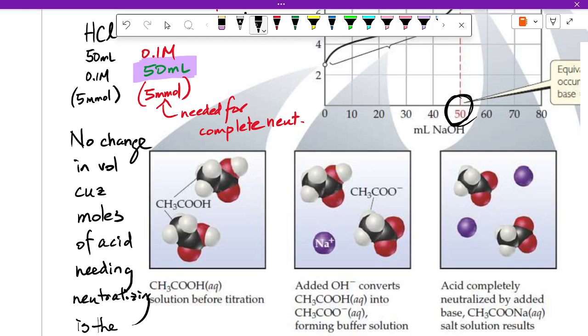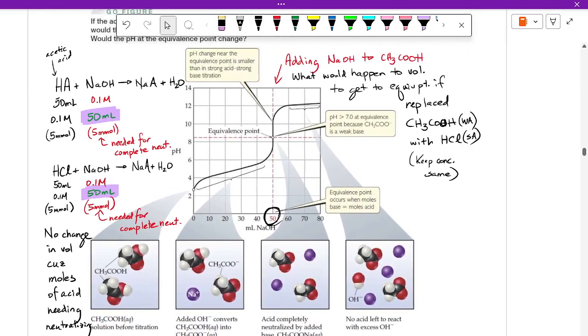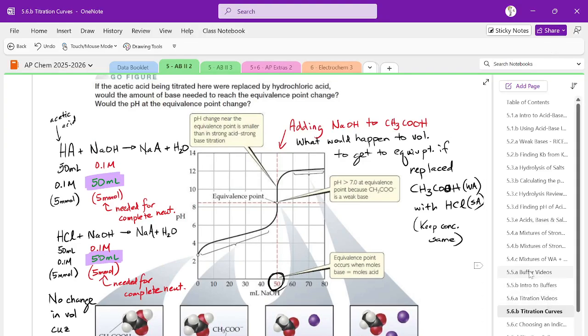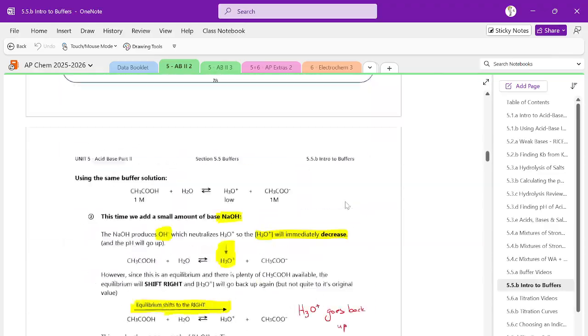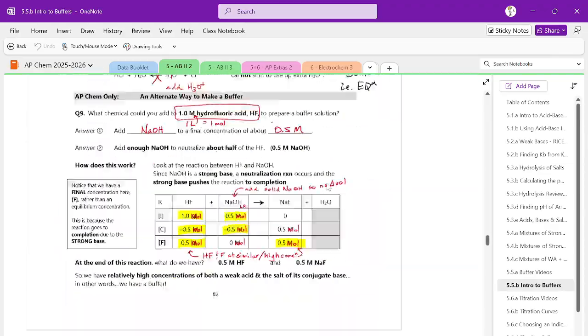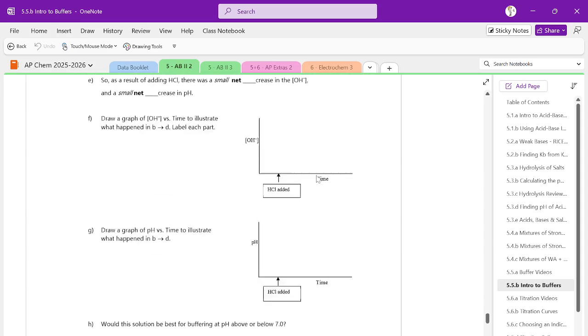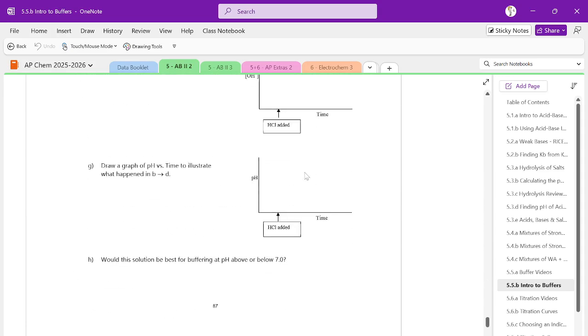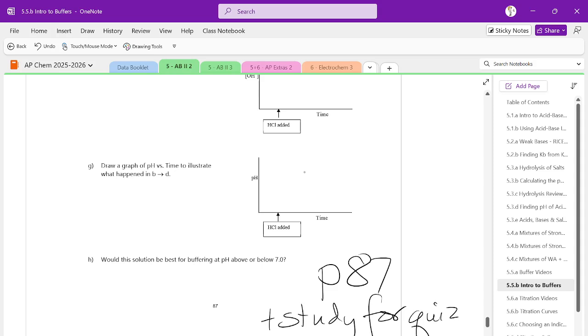So this just gives you pictures of what's happening there. I guess the bell's going to go any second, right? So you guys can do page 87 and study for your quiz. That is 5.3, 5.4 A and B. No 5.4 C, because that's more like titration curve stuff.